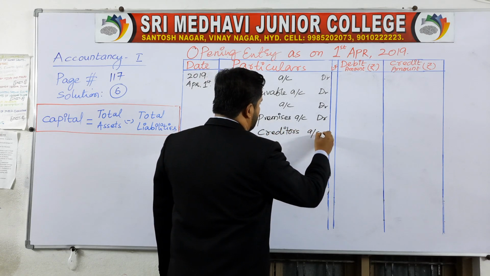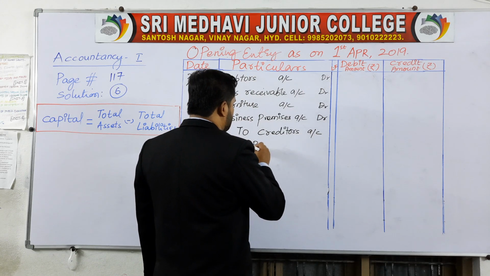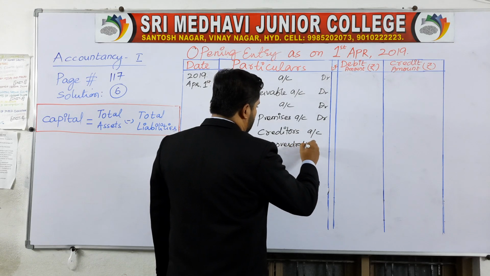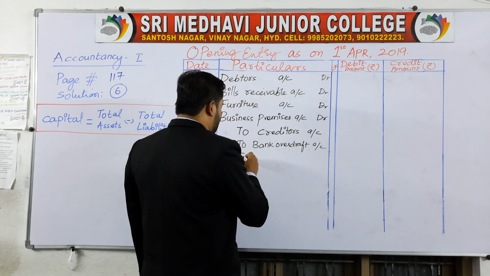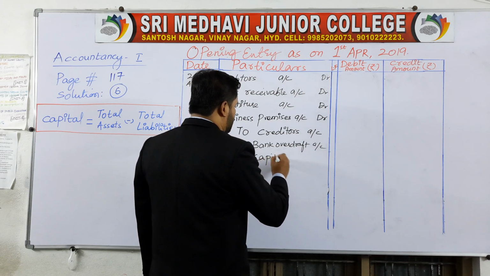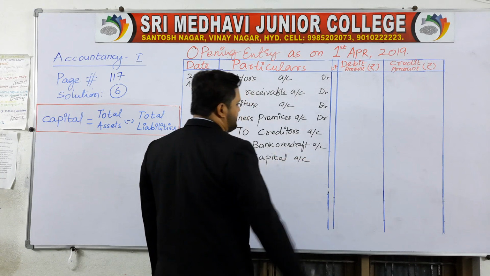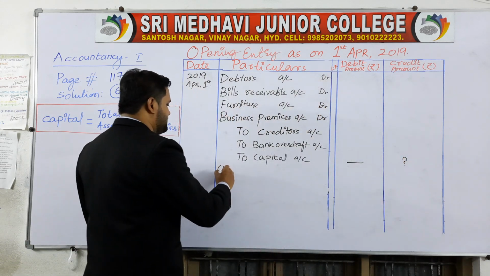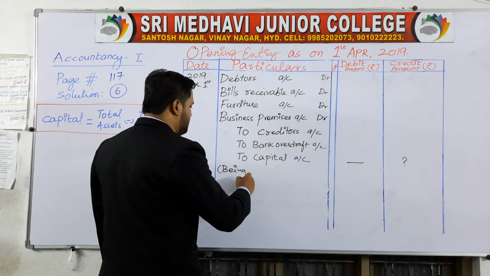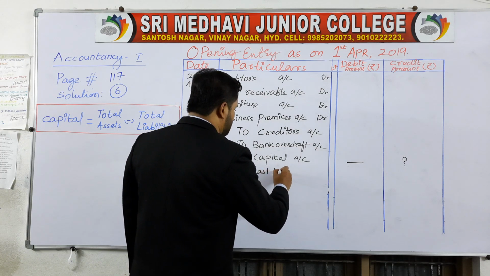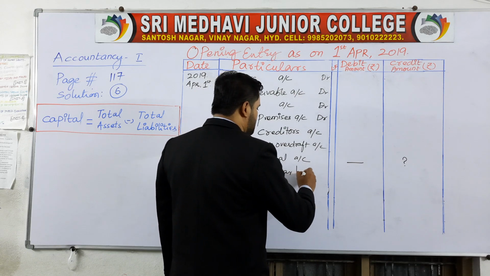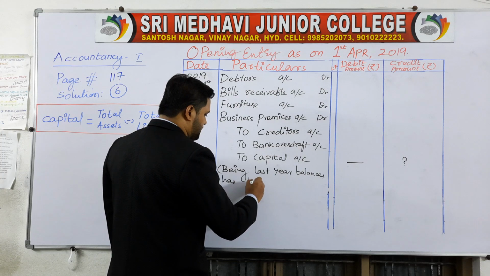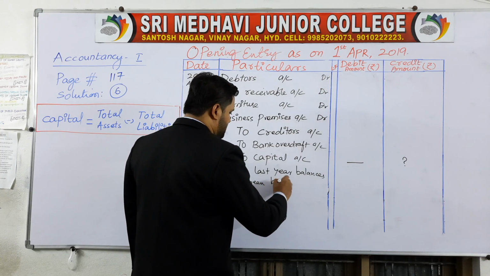To creditors account, to bank overdraft account. Now, what do we have to find? We have to find capital. So, right here, to capital account, how much is the capital? We have to find it. Write the narration: being last year balances has been brought forward.